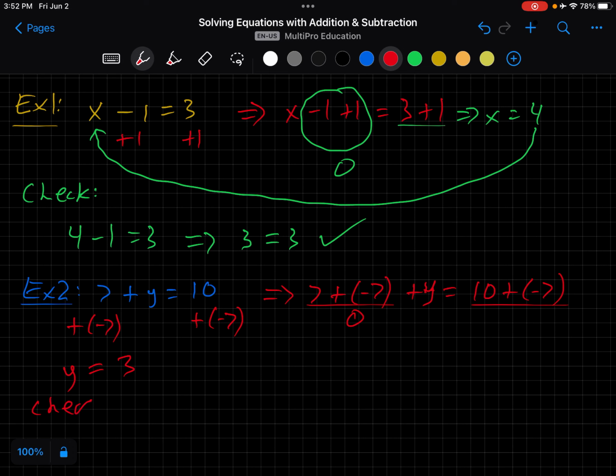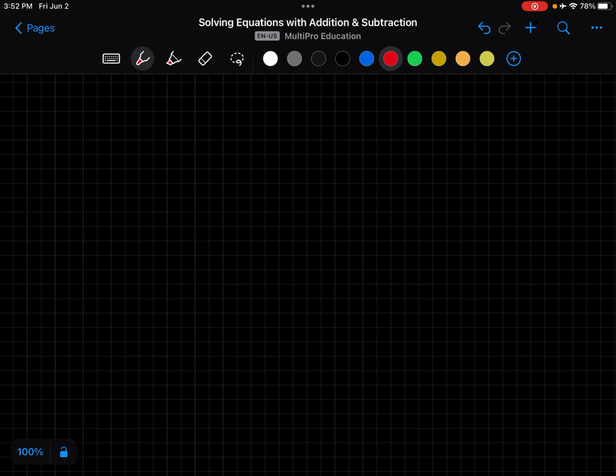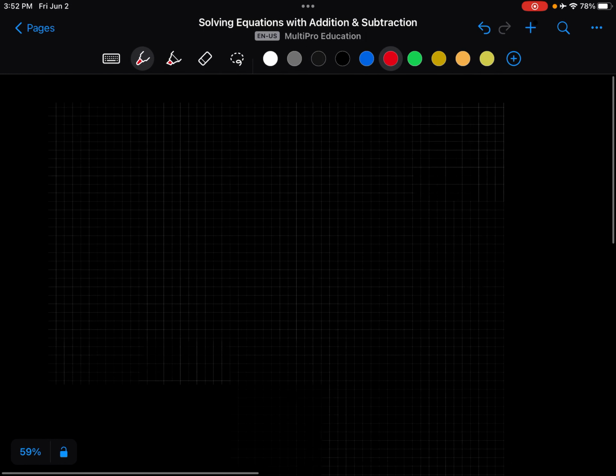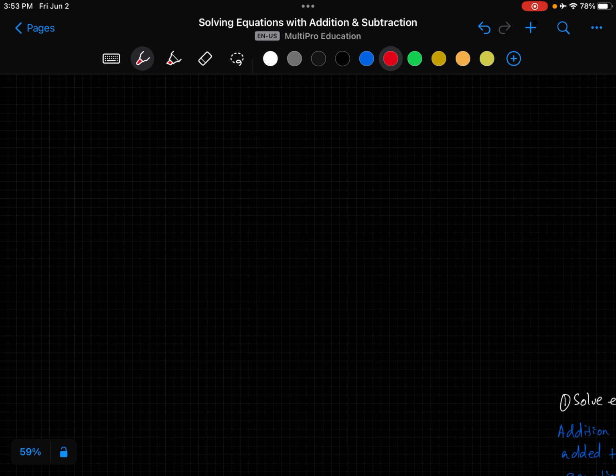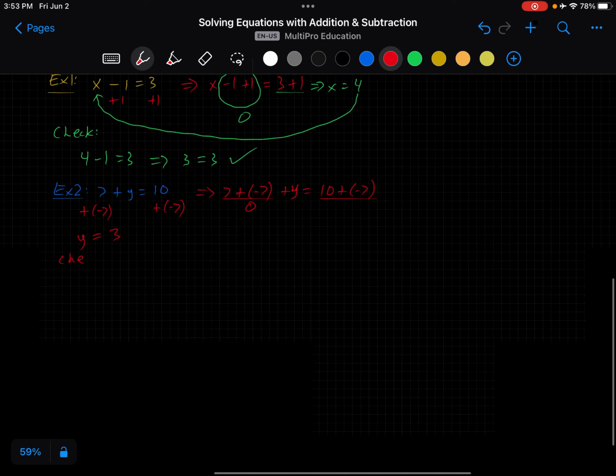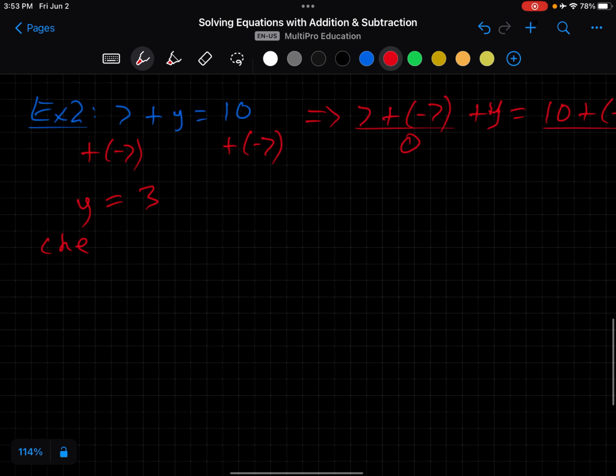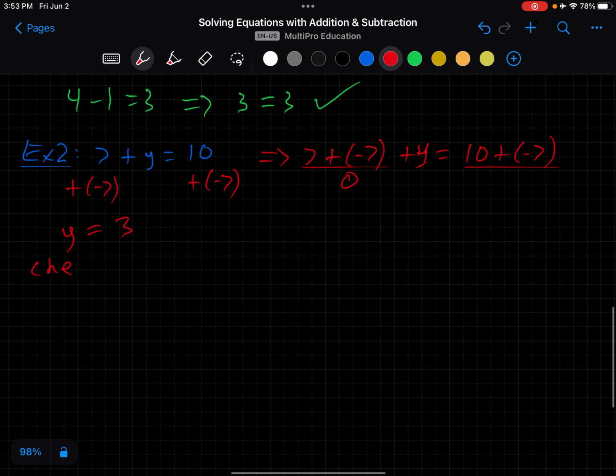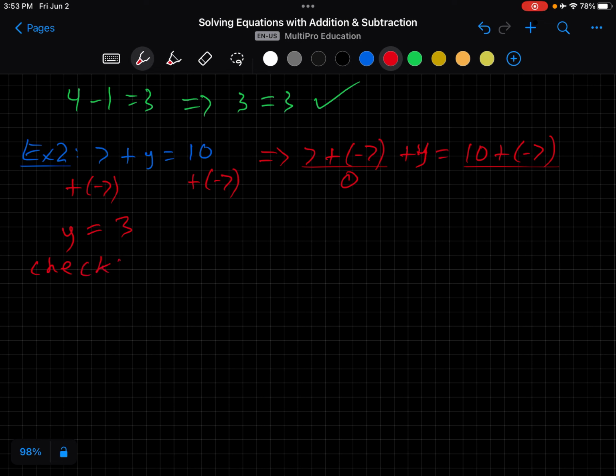Interesting. Let's do a check. We want to check if we can spell the word check. Uh-oh. There we are. I did that thing I did once upon a time that I tried to avoid doing. Alright, check.